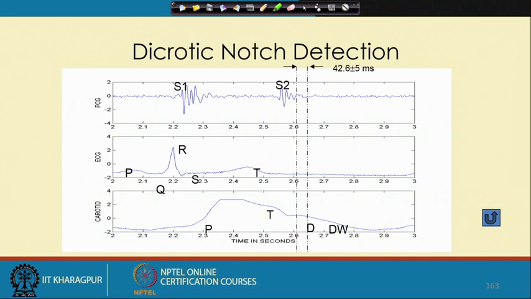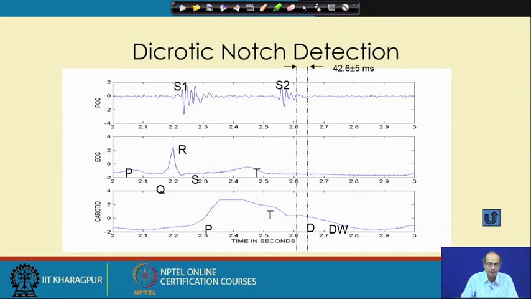If the valves have become calcified, that means calcium deposition has happened, what will happen? It will become hard. So, it will not press properly on each other, it will lose the proper contact of the surfaces, and instead it will make a metallic sound. So, that will also get exhibited in the vibration of the PCG signal.